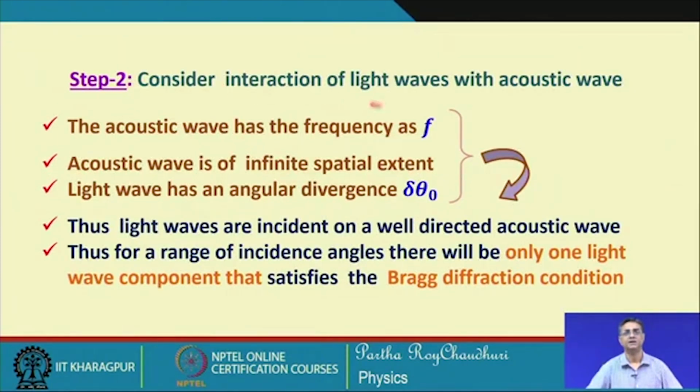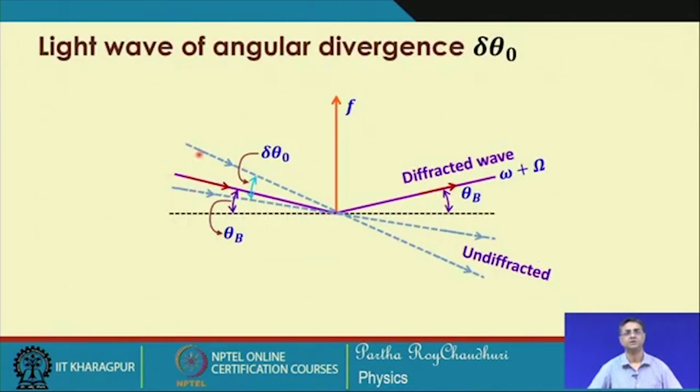Next step, we consider the interaction of the light waves with an acoustic wave of frequency f again, but now the light wave has an angular divergence. The acoustic wave remains the same, it has only one frequency, one propagation direction, but the light wave has an angular divergence of delta theta. So, like this situation, you have an angular divergence of the light wave which is delta theta 0.